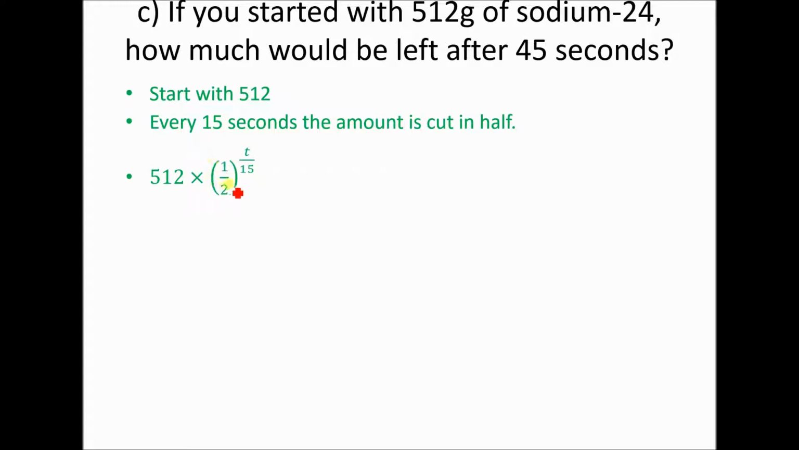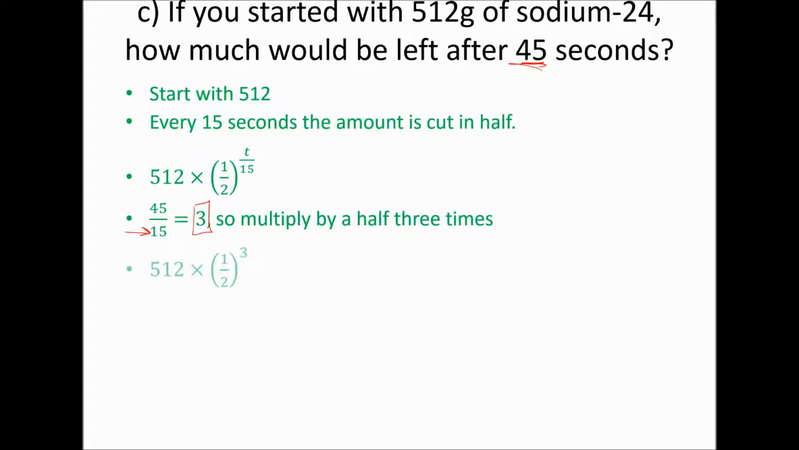So we're cutting it in half, and that's 15 for every 15 seconds. If it was every 30 seconds, if that was the half-life, then I'd put a 30 in there. And now, after 45 seconds, knowing that the half-life is 15, how many 15s are there in 45? There's 15, 30, 45, so there's 3. So our original amount is being halved, or multiplied by a half, 3 times.